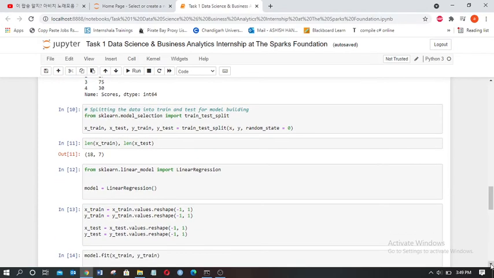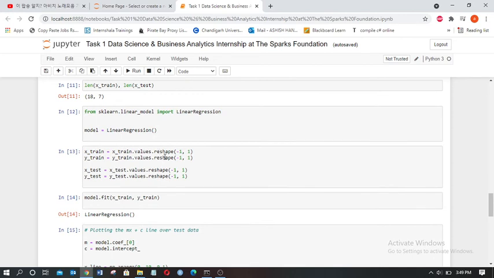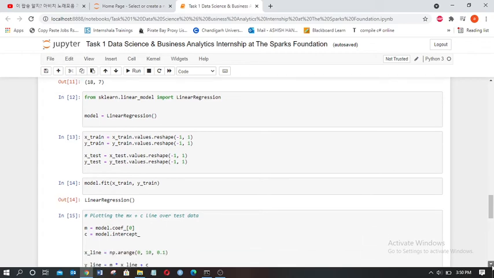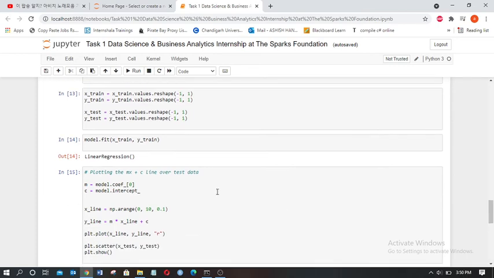After this we will move forward and see the reshape. Here I have reshaped the data and fit it for my model, and my model has been fitted. Moving forward, we can achieve the fit diagram by the line equation, that is y equals mx plus c. We can easily plot the graph. Here m is my coefficient and c is my intercept.